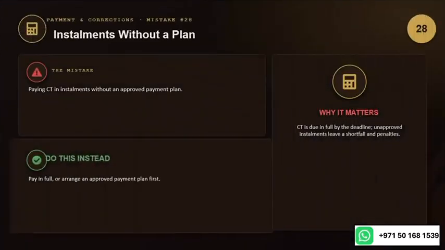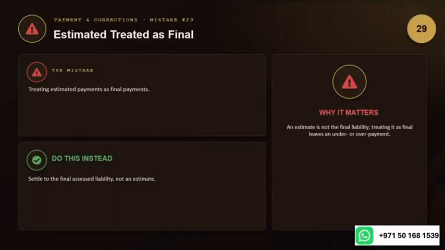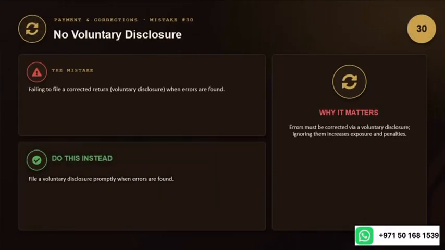Paying in full or arranging an approved payment plan prevents penalties and ensures compliance. Settling the final assessed liability, not an estimate, prevents under or overpayment issues. Filing a voluntary disclosure promptly when errors are found helps reduce exposure and penalties.